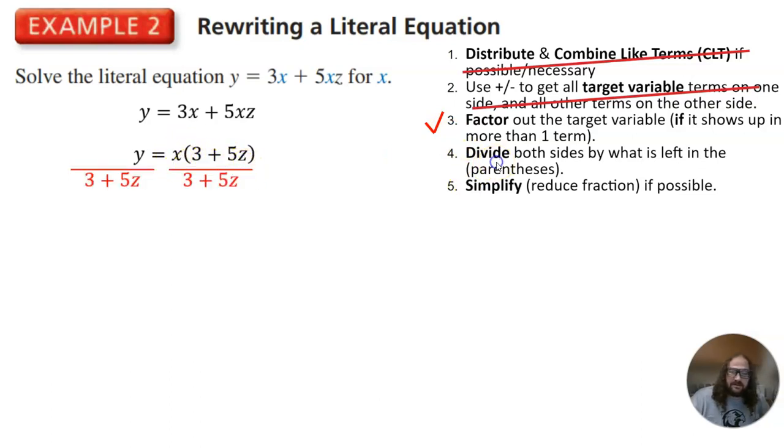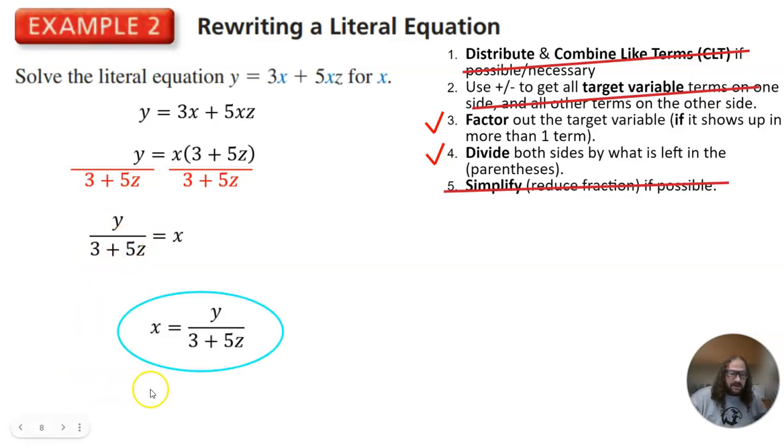Step 4, to get X by itself: right now X is multiplied by the group 3 plus 5z, so we need to divide both sides by that group. It'll cancel out on the right, and we get Y divided by 3 plus 5z equals X. And let's see, this isn't going to simplify at all because there's only Y on top, and we don't know if it goes into 3 or 5z, so we can't cancel anything. So there's no reducing, and our solution is X equals Y divided by the group 3 plus 5z.